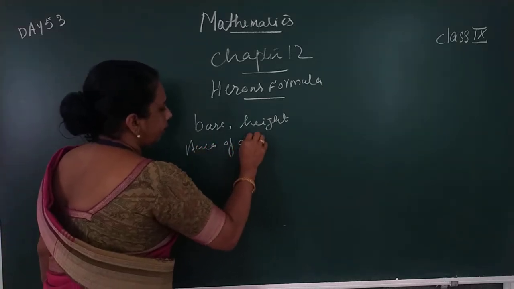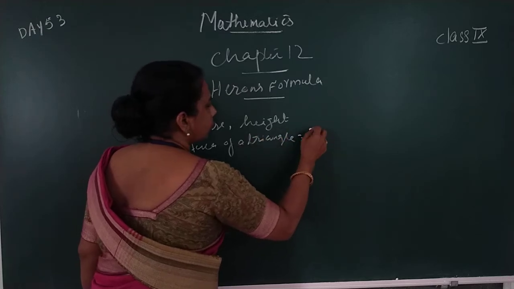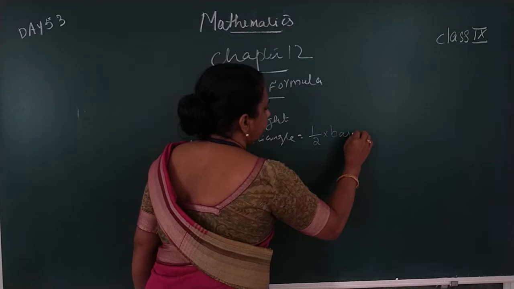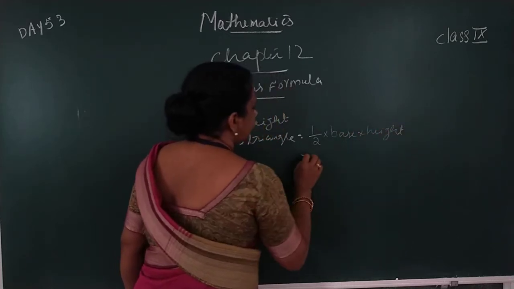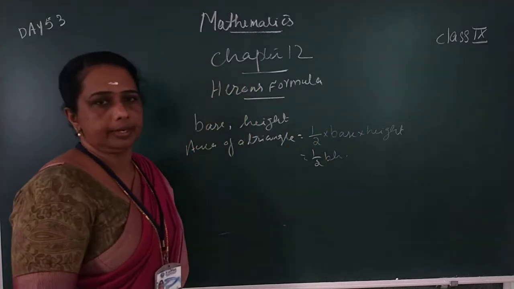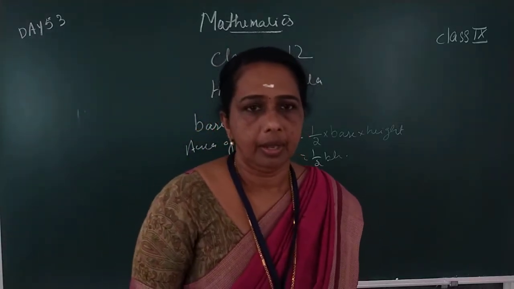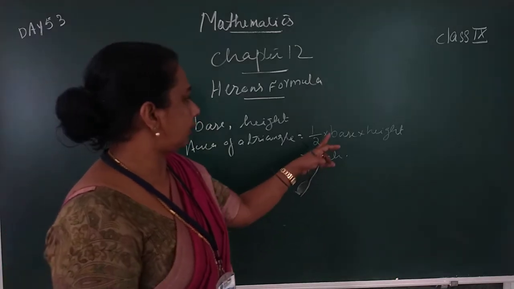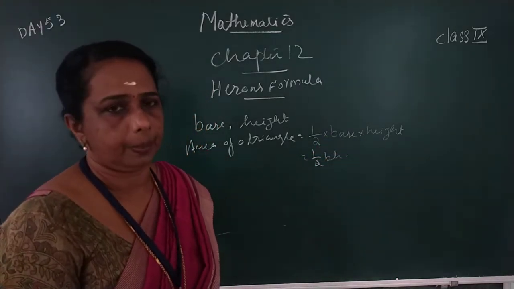Area of a triangle is equal to half into base into height. That is half BH. That you already said. Area of a triangle, base and altitude is given. The area is equal to half BH. B is the base of the triangle and H is the height or altitude of a triangle.